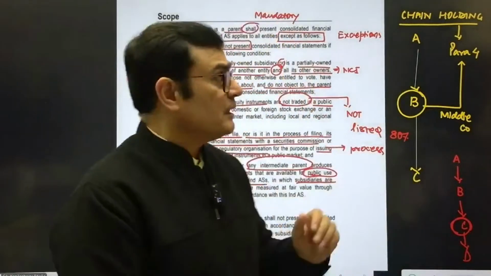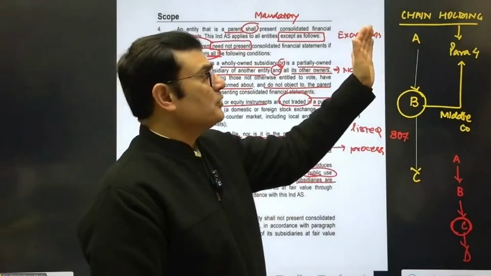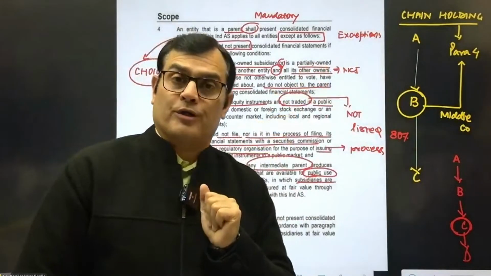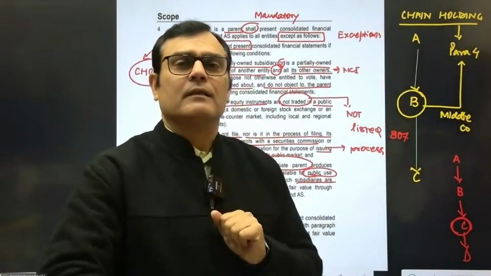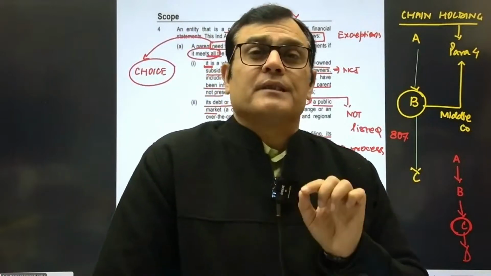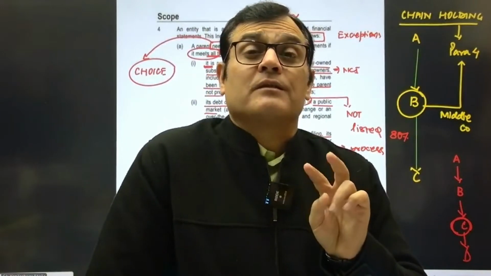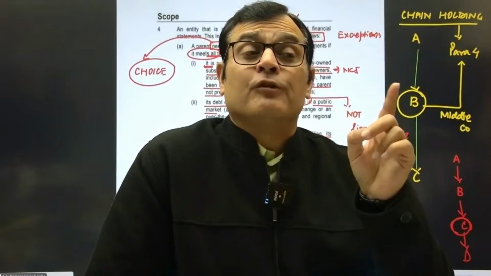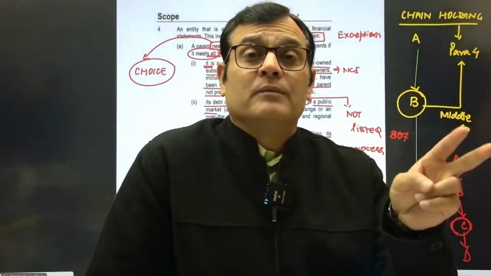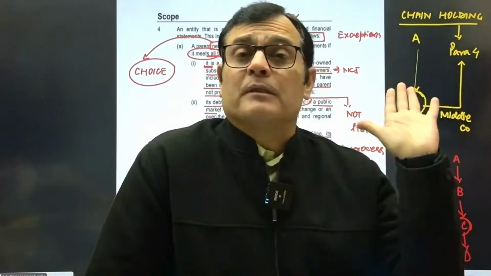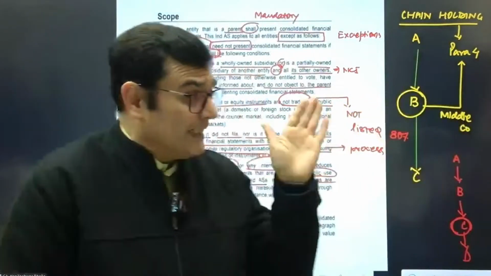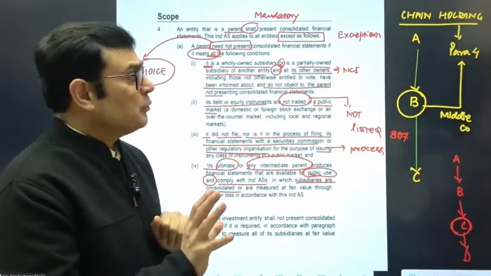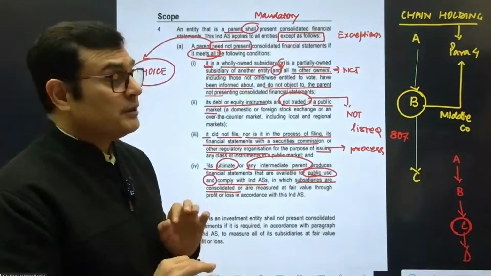The third condition is that B is a wholly owned subsidiary of A, or B is a partly owned subsidiary of A and the other investors, the NCI, have no objection. They've been informed and they agree with the idea that we don't have a problem if B does not make consolidated financial statements. Next, the fourth condition we're looking at.